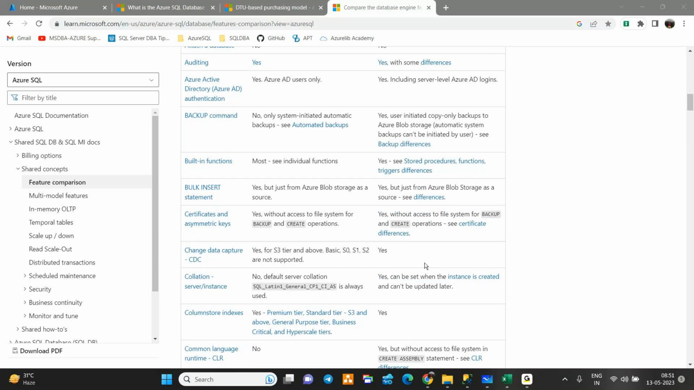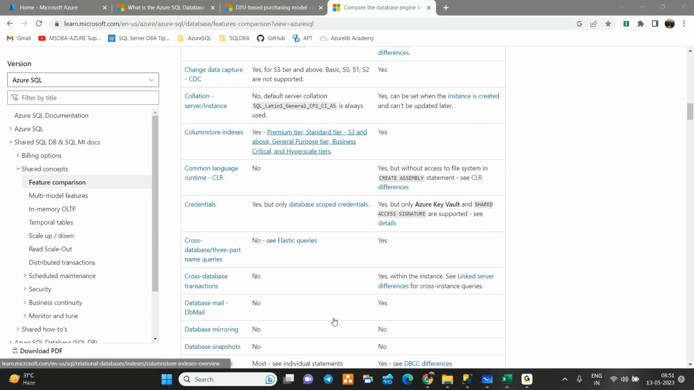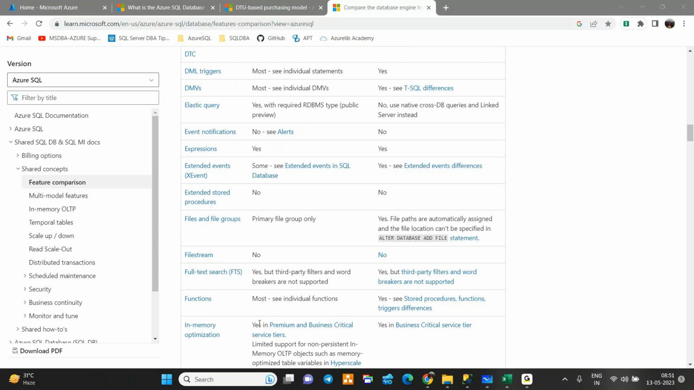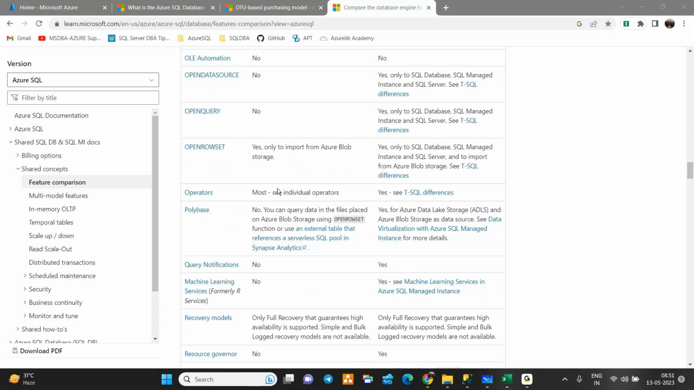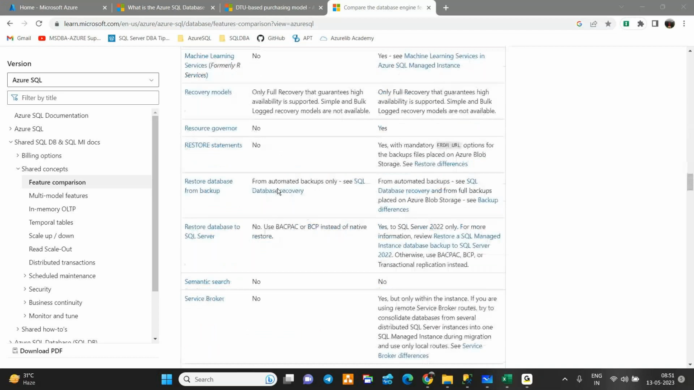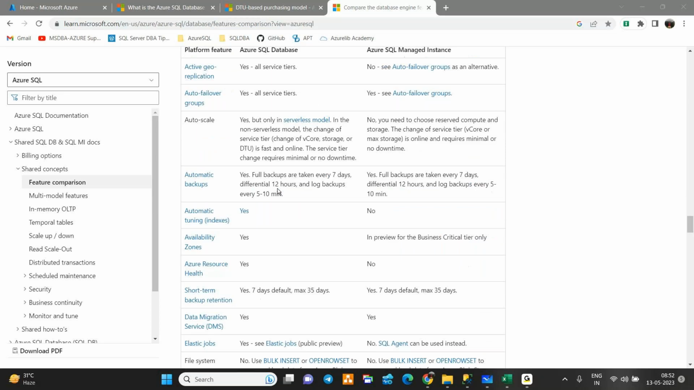Column store index, compatible. In-memory OLTP, yes, compatible, but only on Premium under DTU, under vCore Business Critical. In other tiers, no. In-memory OLTP is not compatible. FileStream not compatible. Whenever you go here, you will see the concepts and features you've been working on on-premises, and try to compare whether it is compatible or not with Azure SQL Database and with Azure MI. Getting my point? There are a lot of things here.